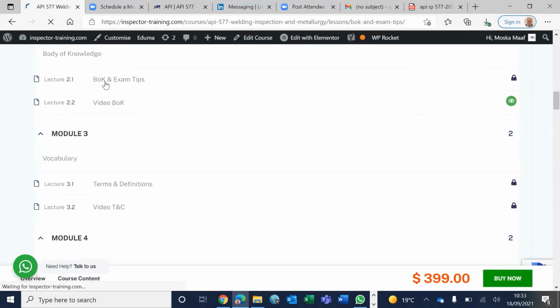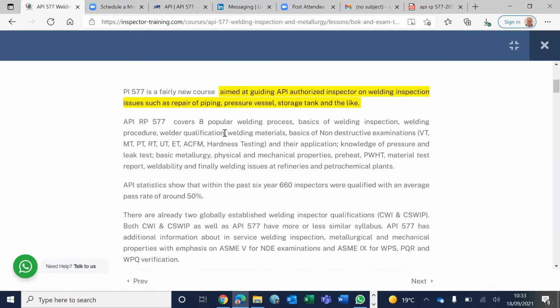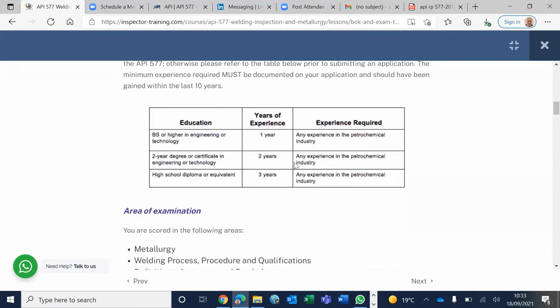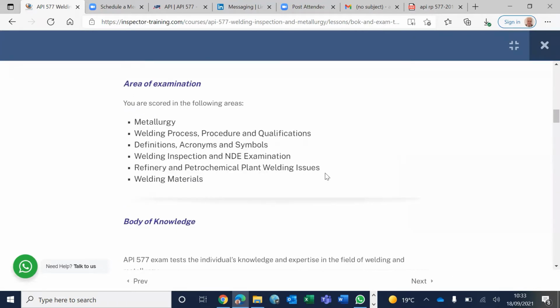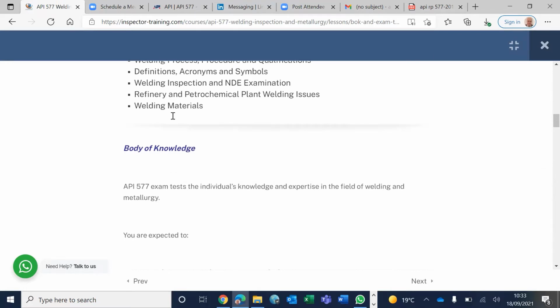So let's go to body of knowledge and exam tips, and let's see what it has. So here, as I said, the pre-qualification, the area of examination. Once you get your scorecard, it will show what you did in which areas: metallurgy, welding process, procedure and qualification, definitions, acronyms, and symbols, welding inspection in the examination, refinery welding issues, welding materials. So these are the areas, you get a fair idea of where the questions are coming from.